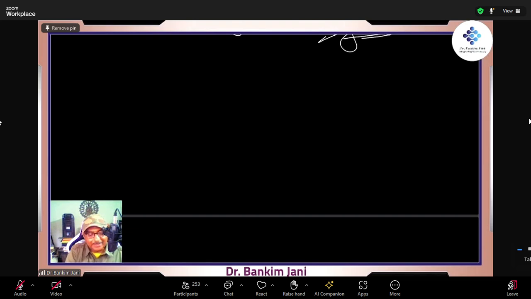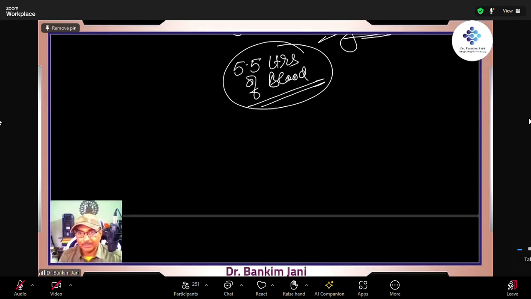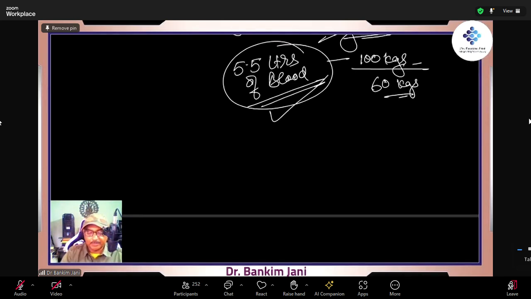Another question was, we have got 5.5 liters of blood. Whether someone is weighing 100 kilograms or 60 kilograms, this remains almost the same. Hardly is there any variation. But the point to understand is, can anyone donate blood? Blood donation? Yes, you can, subject to the hemoglobin level being proper.